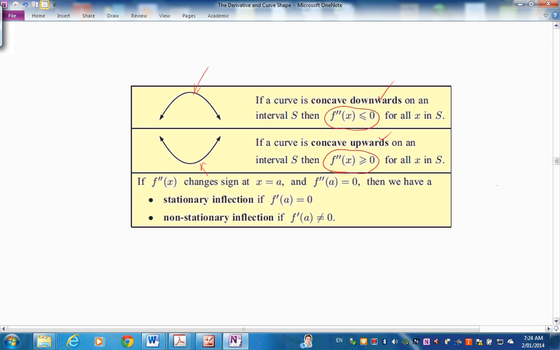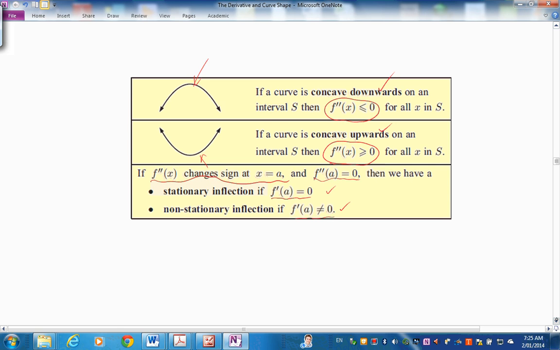Somehow try to make your own associations to remember that. Okay, so if the second derivative changes sign at x equals a, then we have a stationary inflection or a non-stationary inflection, depending on whether the derivative is 0 or not, so whether it flattens or not. So that's summarising everything that we have actually done there.